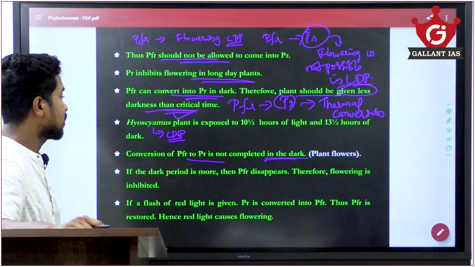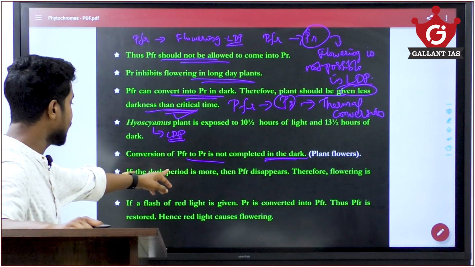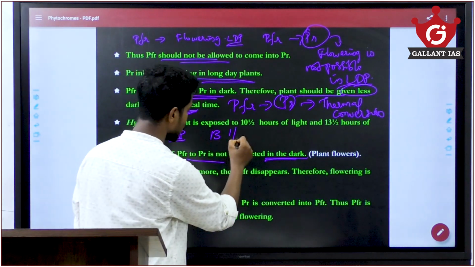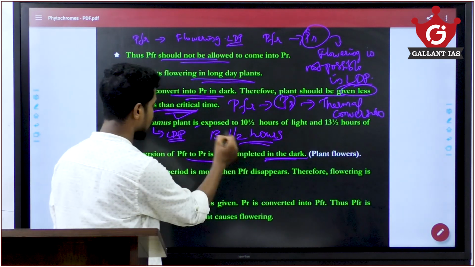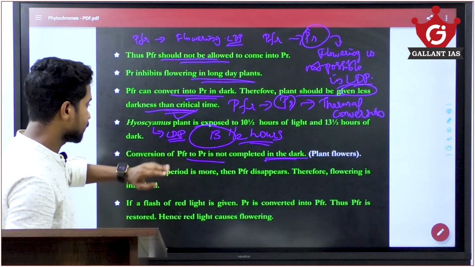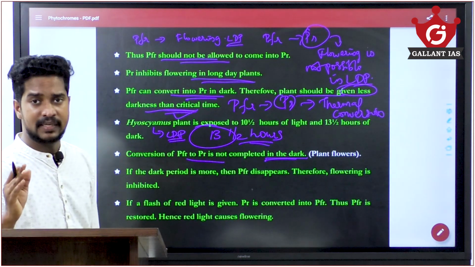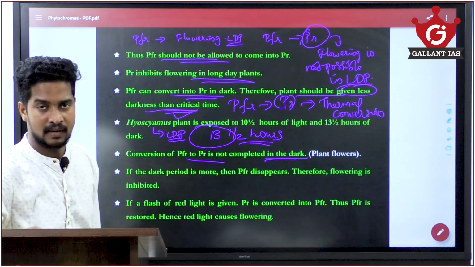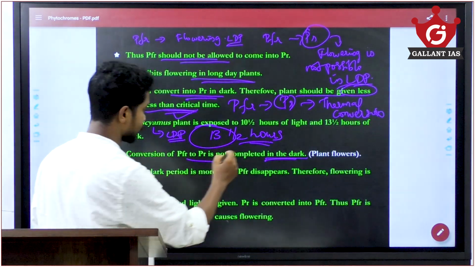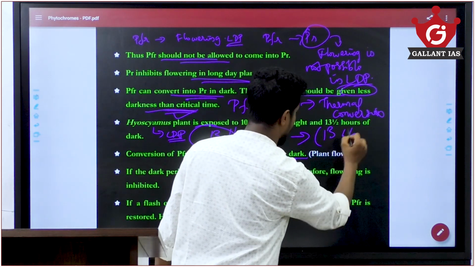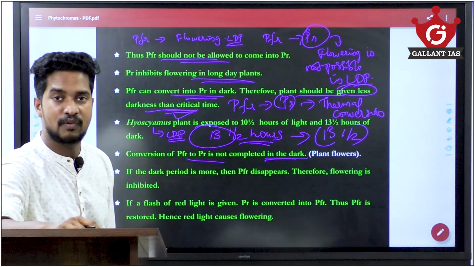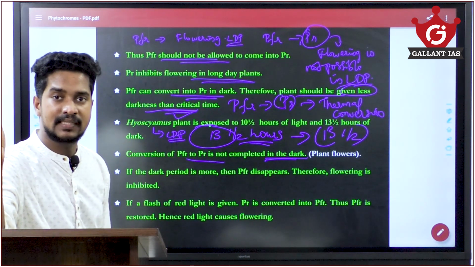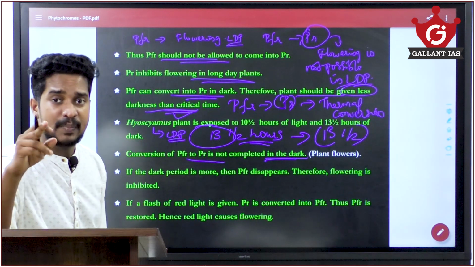Conversion of PFR to PR is not completed in dark, so the plant flowers. If the dark period is more, then PFR disappears. That means if the dark period is higher than the critical period, which is 13.5 hours of dark, PFR is converted to PR, and this darkness helps in the conversion of PFR to PR.